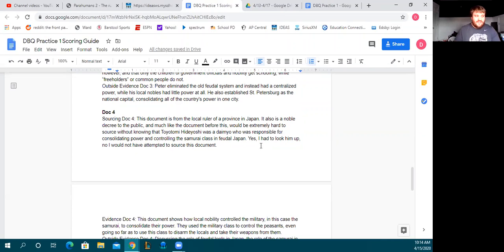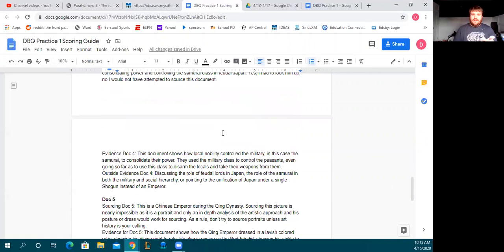I have no idea. This is a very concentrated, super isolated local incident, right? Where it's a single daimyo or local lord within all of Japan, and it's talking about a decree that he made that didn't really affect a lot of people other than the people directly tagged in this decree, which are the samurai and the common people, right? However, evidence within this document certainly could be useful.